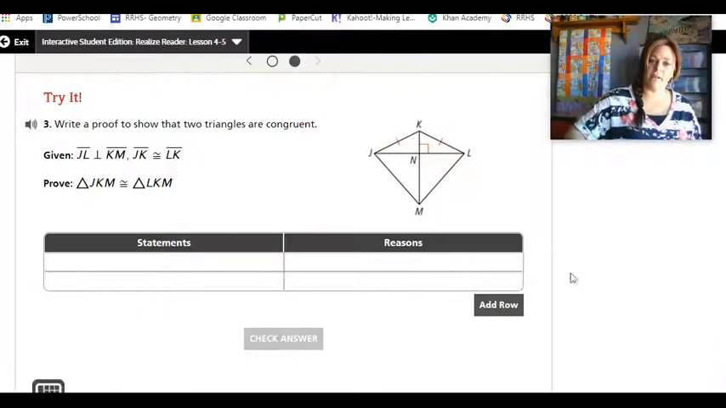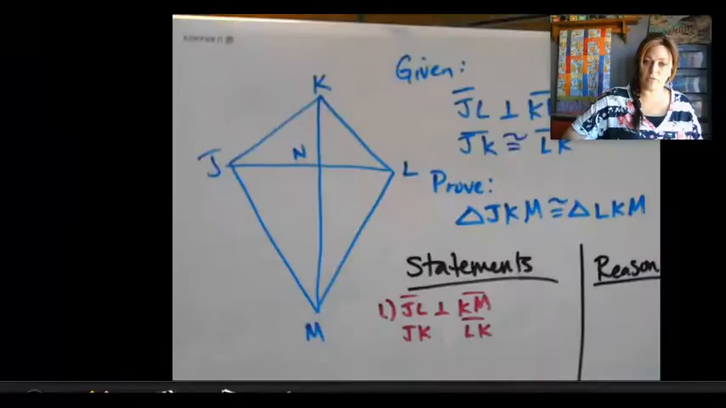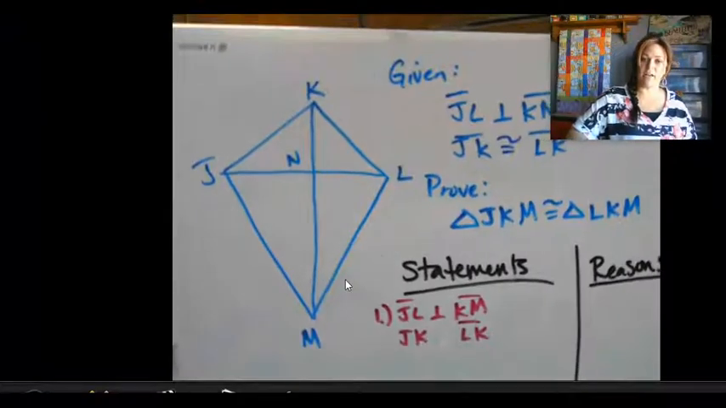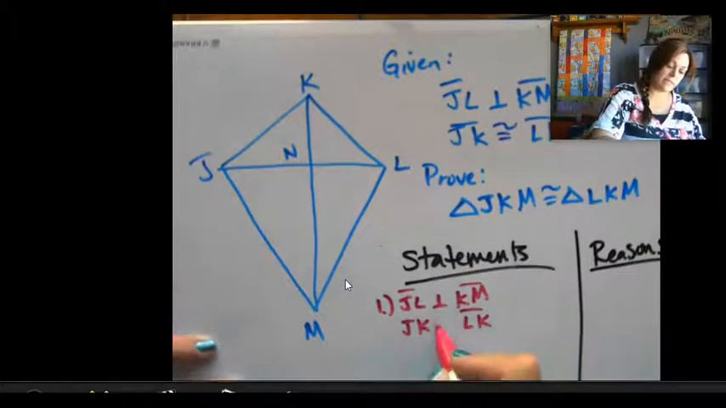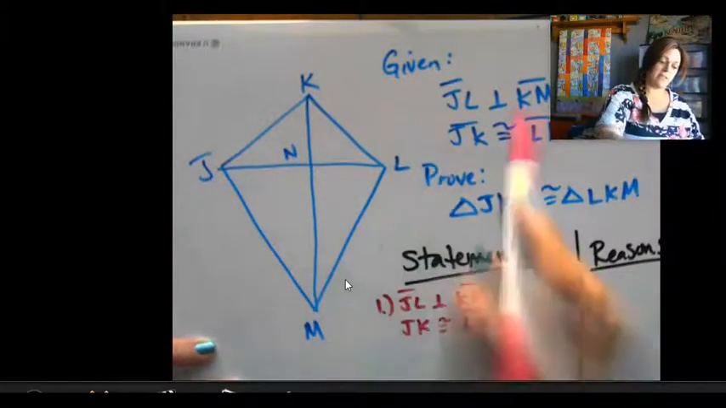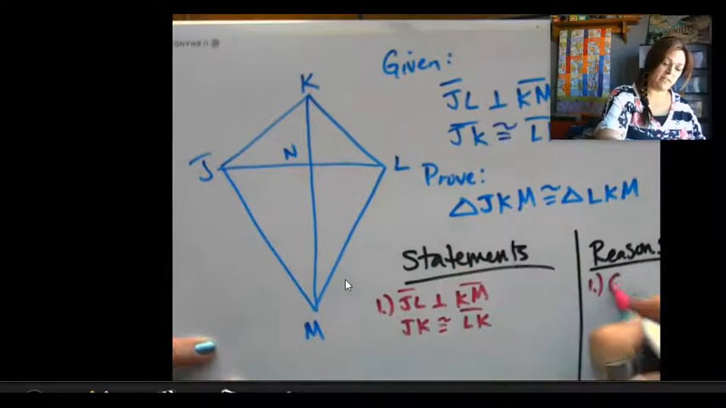All right, we have this. It talks about perpendicularity and congruence, and I need to prove that these triangles are congruent. So let's go to my whiteboard. I've got it all written out. It's not as pretty, but you get the idea. I started with my statements. So the given, I'm going to say step 1, given.